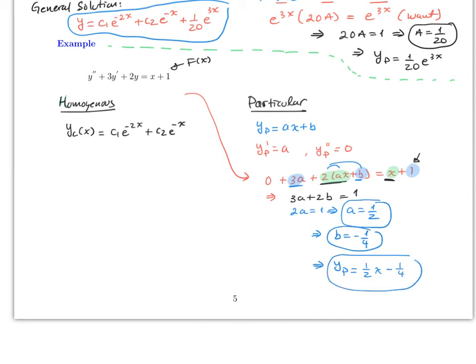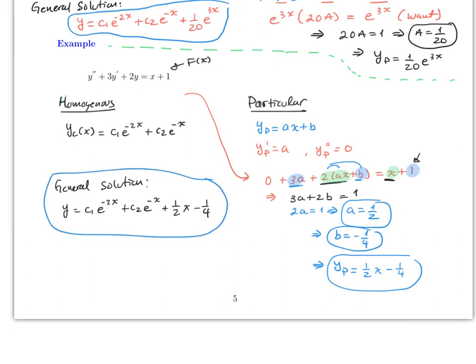Okay. So hence the general solution. So the general solution should be y equals c1 e to the minus 2x plus c2 e to the minus x plus 1/2 x minus 1/4. So this is the general solution. And that's it for that part.